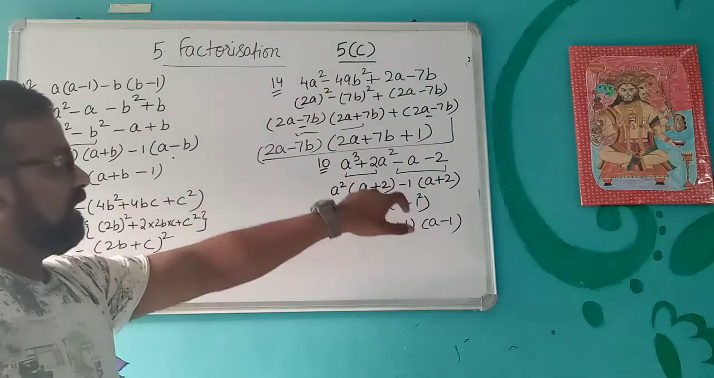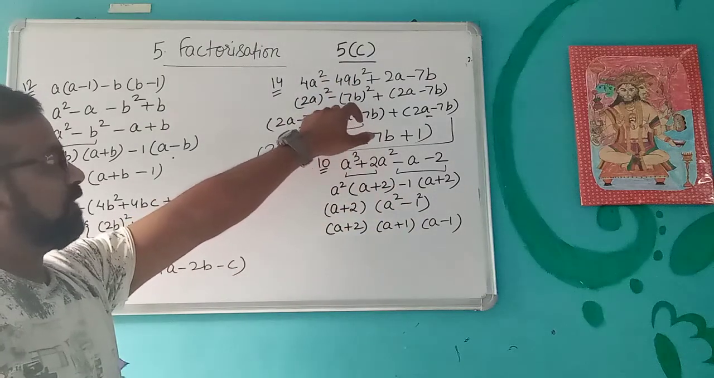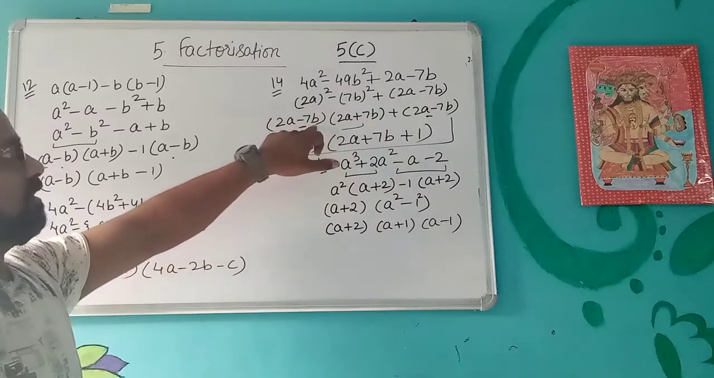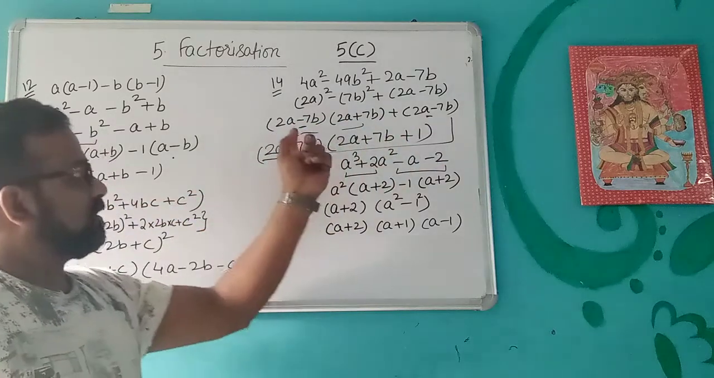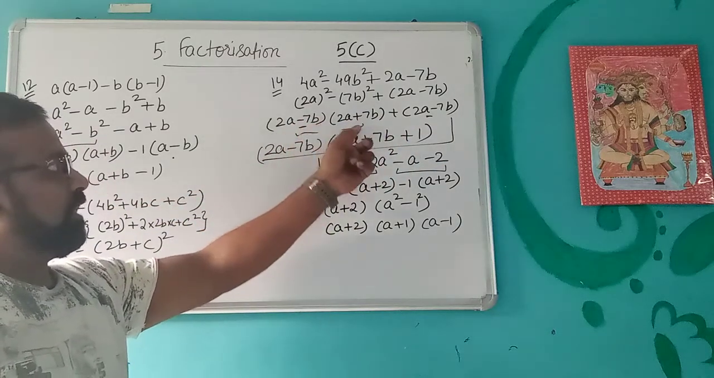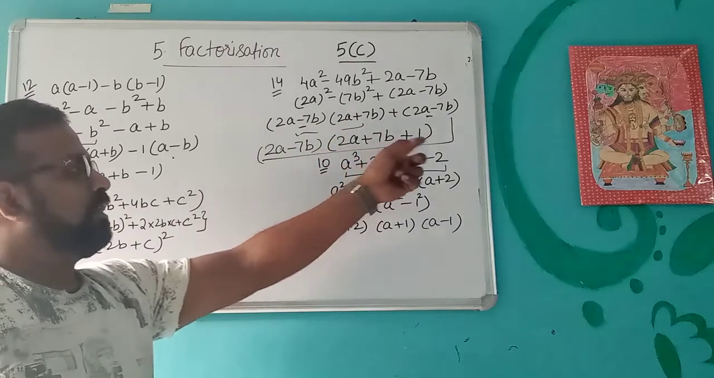So it is similar to this question only. I have taken this, factorized this. Then this term was common in these two terms. So this term is taken as common. So what is left inside the bracket? 2a plus 7b plus 1.